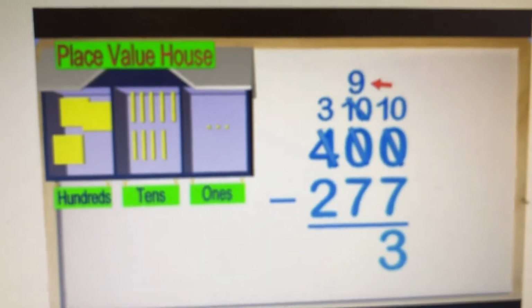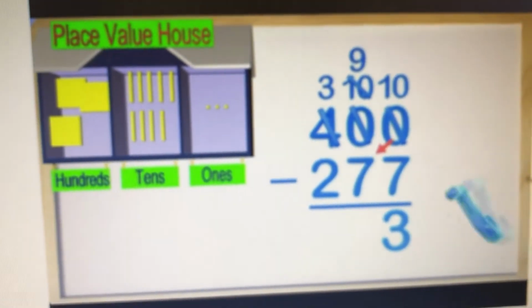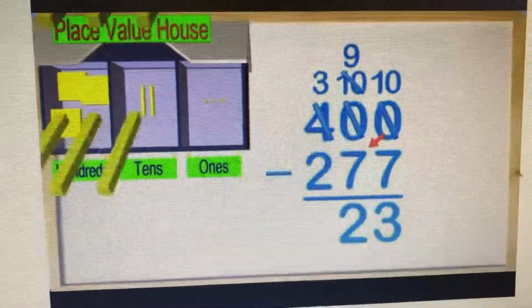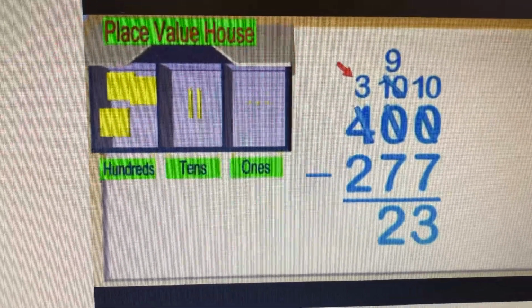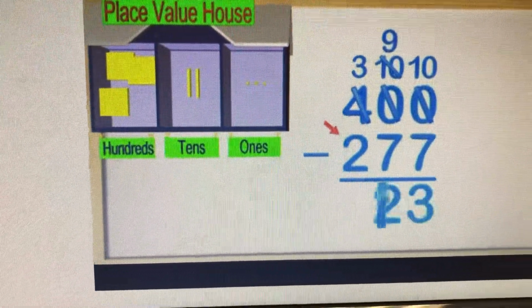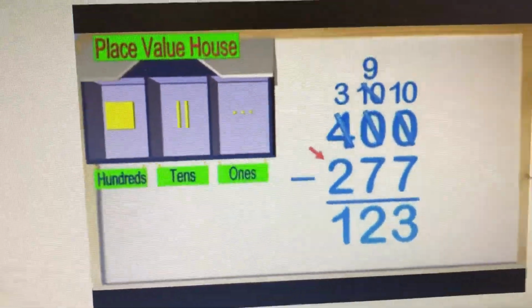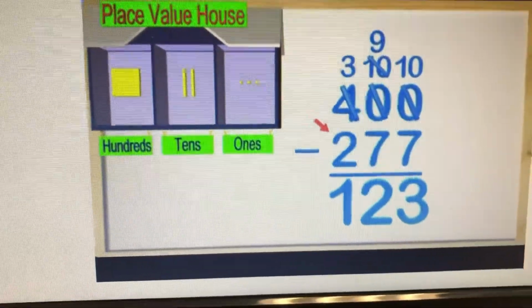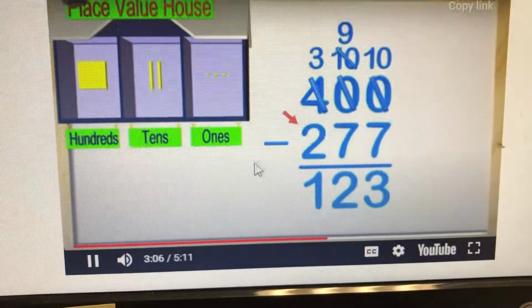On to the tens place, we have 9 subtract 7, which gives us 2. In the hundreds place, we have 3 subtract 2, which gives us 1. The answer is 123. That was so cool. Awesome job. Okay, second graders, now we're going to walk over.